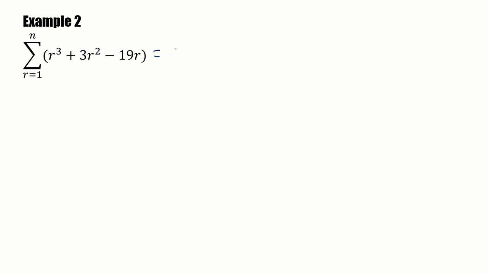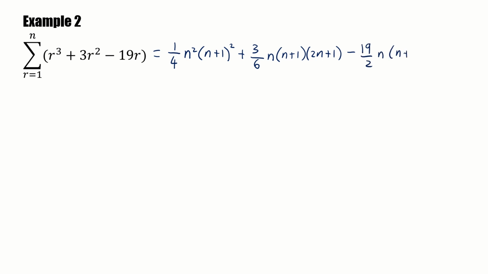So jumping straight to dealing with the formulas, we have the sum of r cubed, and that's one of the ones from the formula booklet. So we're going to have a quarter n squared n plus 1 all squared. We're going to have 3 lots of the formula for the sum of r squared, so that's going to be 3 lots of 1/6. So we could write that as 3/6, n plus 1, 2n plus 1. And then we're taking away 19 lots of the sum of r, so that's 19 over 2 n plus 1. Again, reminding you that's the formula you need to know off by heart.